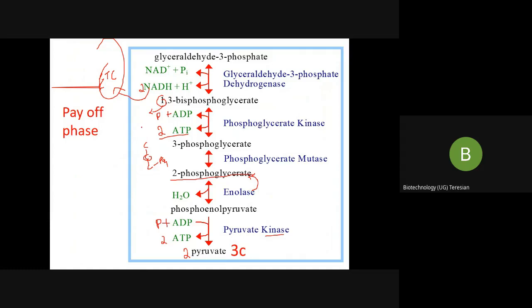So here the end product, pyruvate, is our end product, right? So how many ATPs are formed? So here is 2 molecules. So I have got 4 molecules of ATP. And how many molecules of NADH did I get? I got 2 molecules of NADH. And what else did I get? I got 2 molecules of pyruvate.